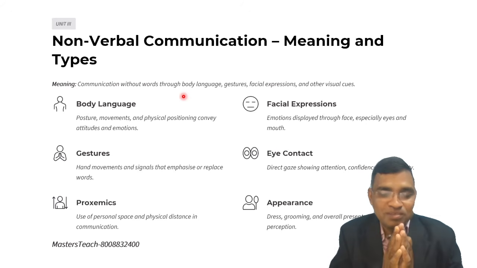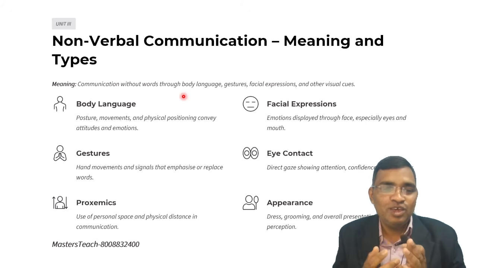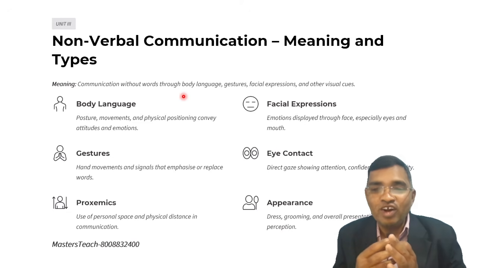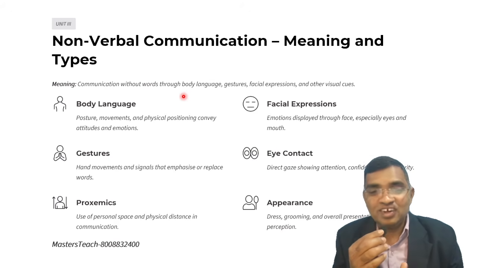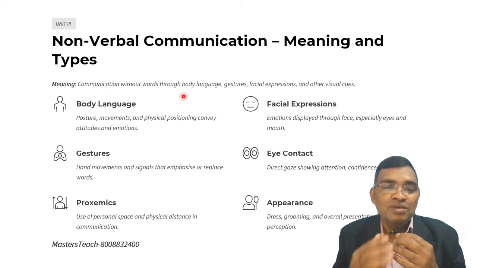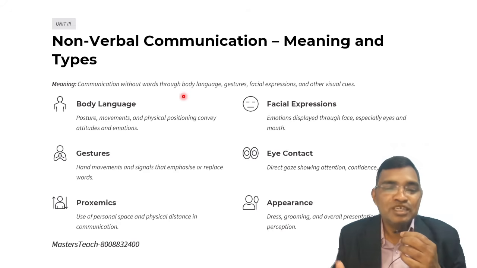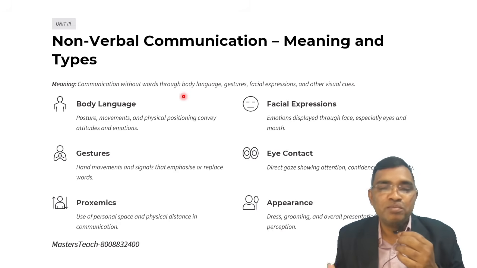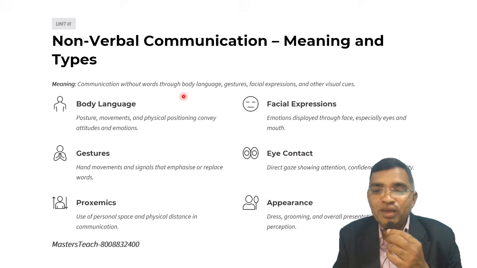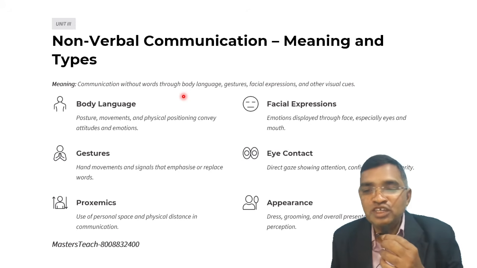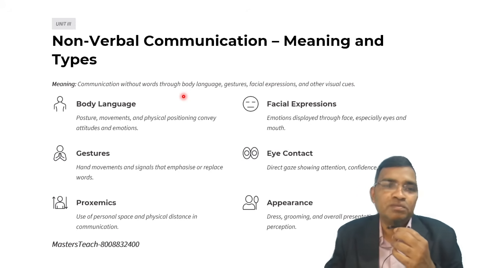Gestures are your hand movements and signals which replace words, for example, namaskara, which means you are showing respect. Eye contact is a direct gaze showing attention, confidence, and sincerity. Then proximity: you should use proper space between people and maintain the proper distance. Then appearance: your dressing should be good and you should be well groomed, so your overall presentation affects perception.